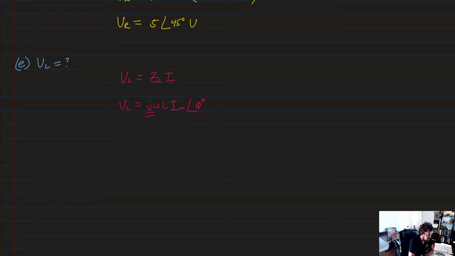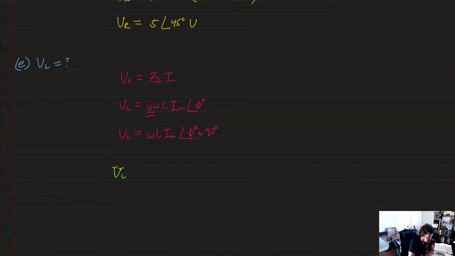Now remember, to get rid of the J, we want to go ahead and actually use the other form that we talked about. Remember this form that I said I kind of liked a little bit better. So say omega L I M at an angle of phi plus 90 degrees. So this is the form that we're going to use. We'll plug all of that into our equation.